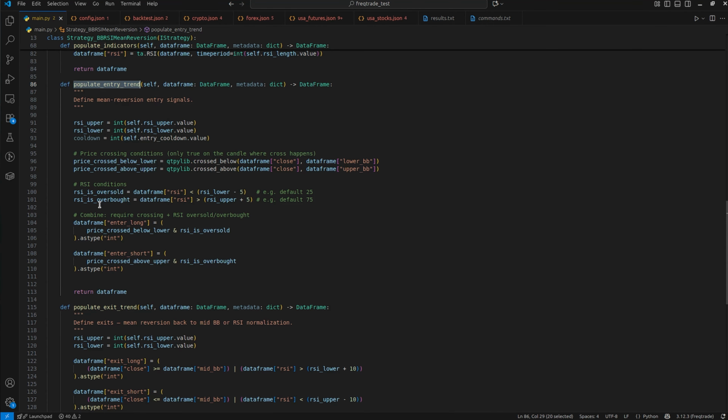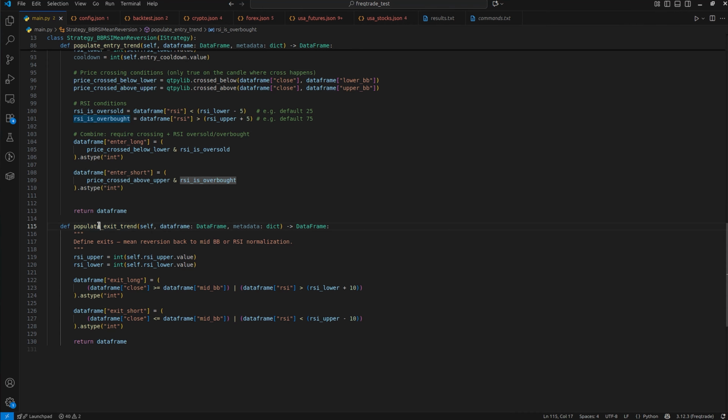As we've discussed, our entry condition for short, for example, is when we crossed our upper Bollinger Band and RSI is overbought, which is defined here. And same for exit trends. So we cross middle Bollinger Band and RSI is higher or lower than our predefined threshold.